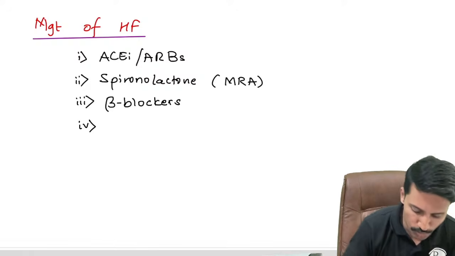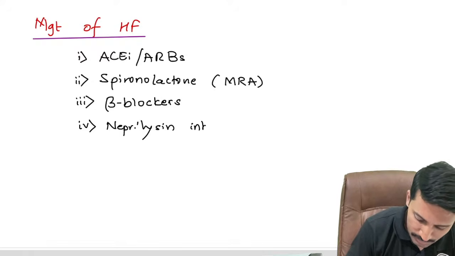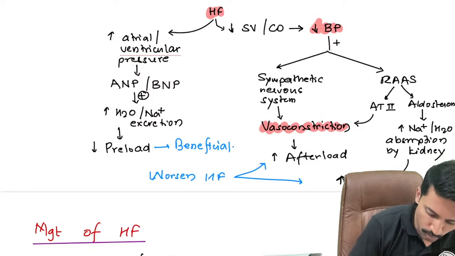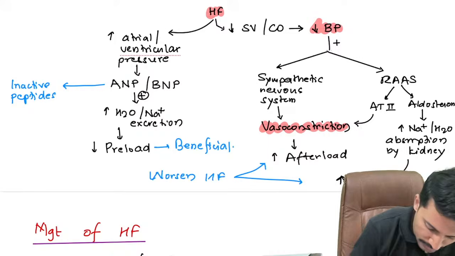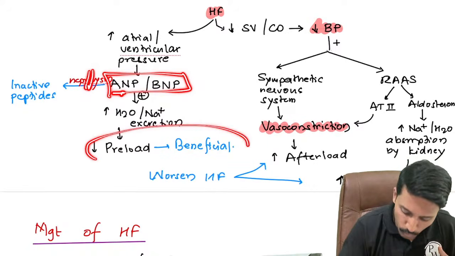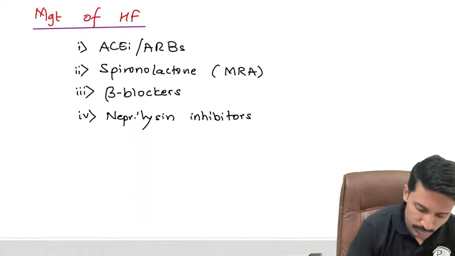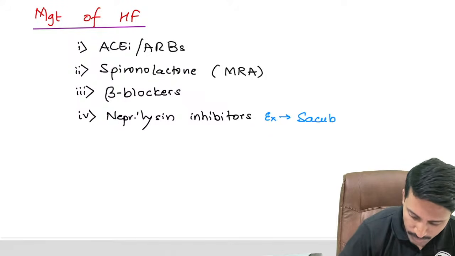Okay. Fourth, there is a new class of drugs called neprilysin inhibitors. Now, what are these neprilysin inhibitors? Remember, once ANP and BNP are formed, they get broken down to inactive peptides by an enzyme called neprilysin. So if I block this neprilysin, ANP and BNP will act longer. It will make you excrete more sodium and water and reduce the burden on the heart, and it will help the failing heart. So examiners expect you to write the example. Currently, only one drug is available in India, which is called sacubitril.